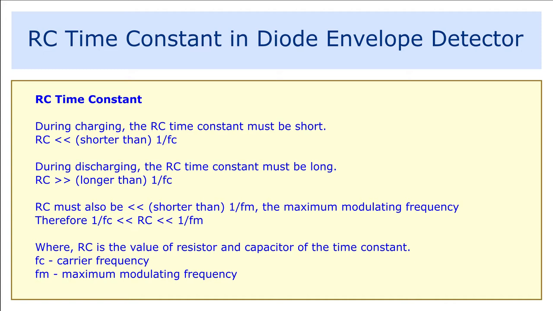RC time constant. During charging, the RC time constant must be short. RC is shorter than 1/fc. During discharging, the RC time constant must be long. RC is longer than 1/fc. RC must also be shorter than 1/fm, the maximum modulating frequency. Therefore, RC is longer than 1/fc and shorter than 1/fm, where RC is the time constant of the resistor and capacitor, fc is the carrier frequency and fm is the maximum modulating frequency.